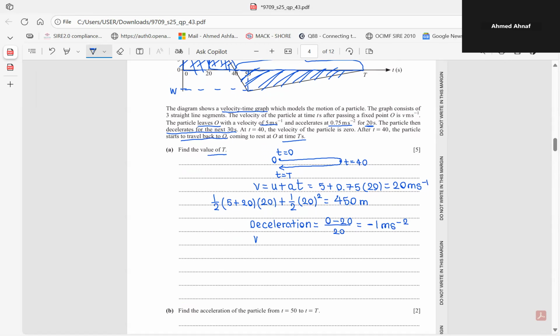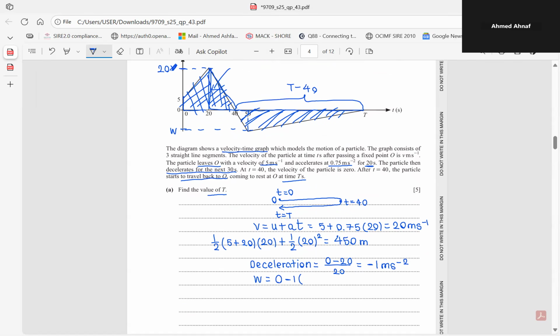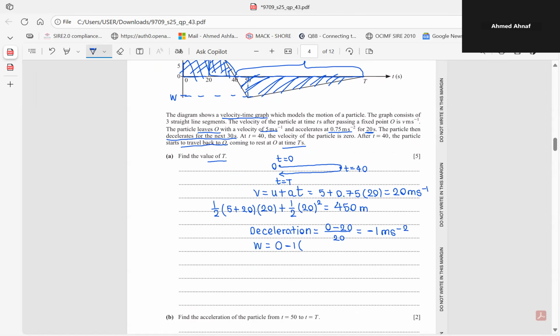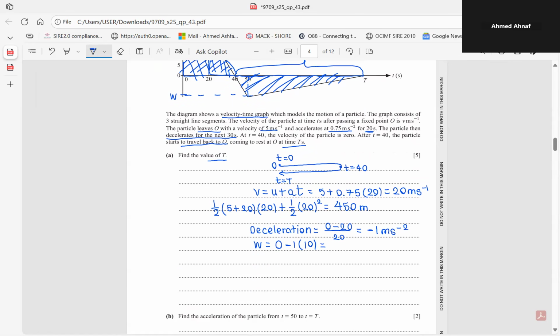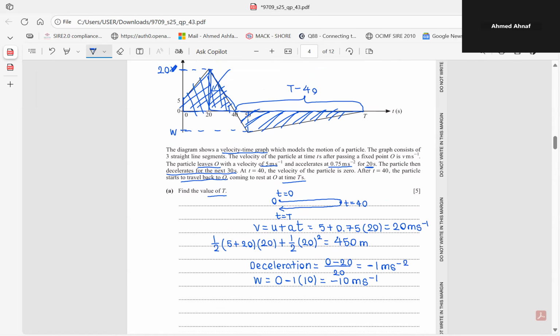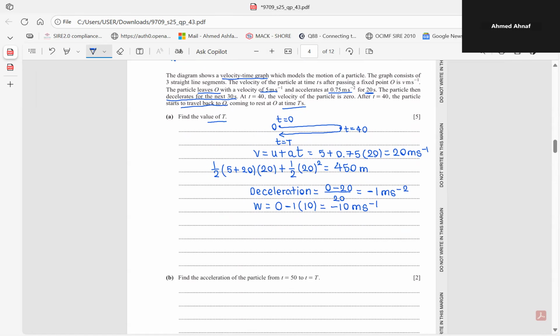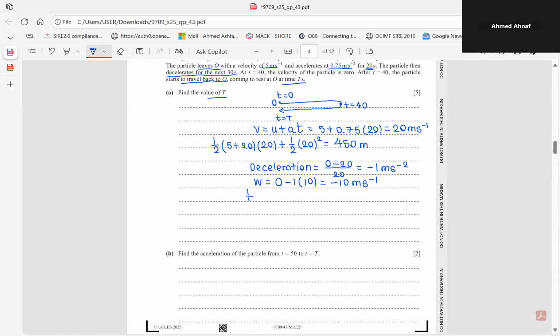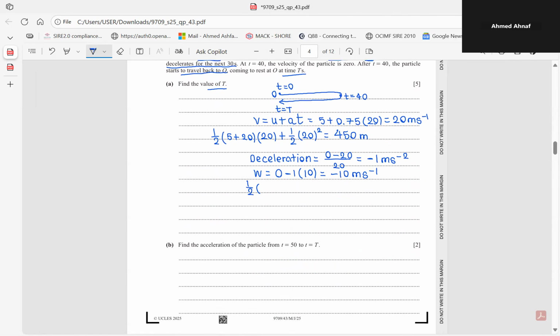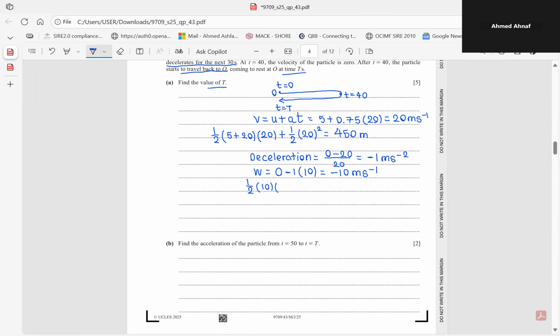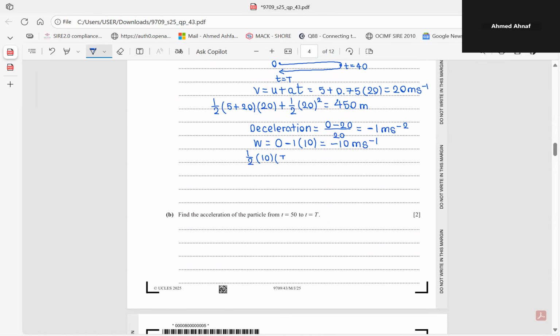And now we can find W, which is equal to u, which is 0, minus 1 times the time from 40 to 50, that is 10 seconds. So W would just be minus 10 meters per second, so the height hence would just be 10. Now let's equate the area of the triangle, half times 10, the height, times the base, which is t minus 40, equals 450.